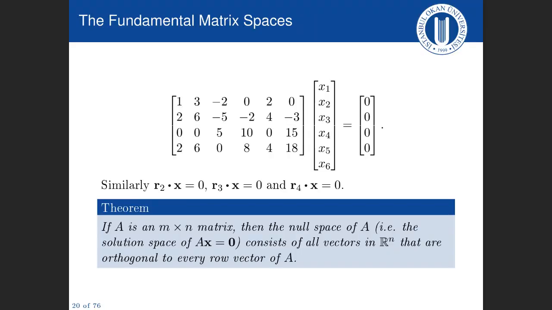Let's write this idea as a theorem. If A is an m by n matrix, then the null space of A, in other words, the solution space of Ax equal to 0, consists of all the vectors in Rn that are orthogonal to every row vector of A.